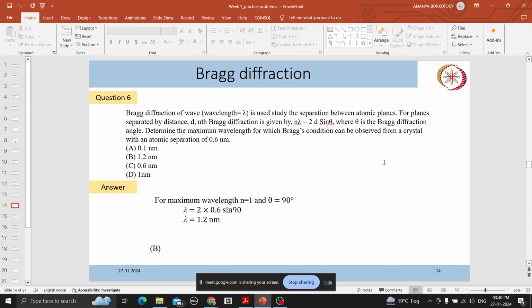So I hope you have also solved. To determine the maximum wavelength, we have this formula n lambda equal to 2d sine theta. To get the maximum lambda, n should be 1, which is the minimum value of n, and sine theta should be 1, so theta is 90 degrees. So lambda is equal to 1.2 nanometer. So the correct answer is B.